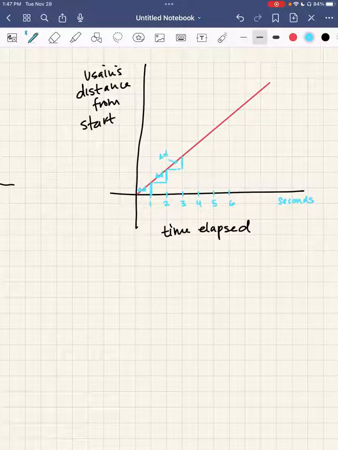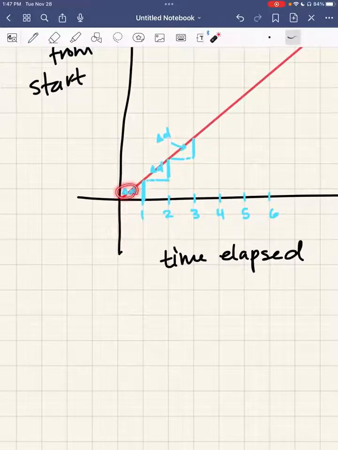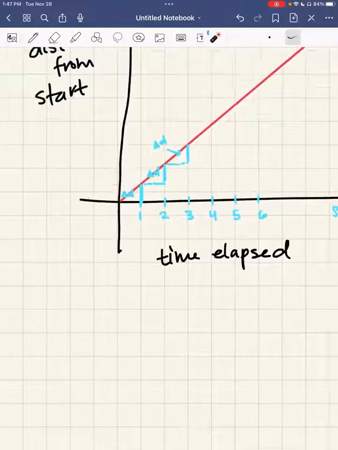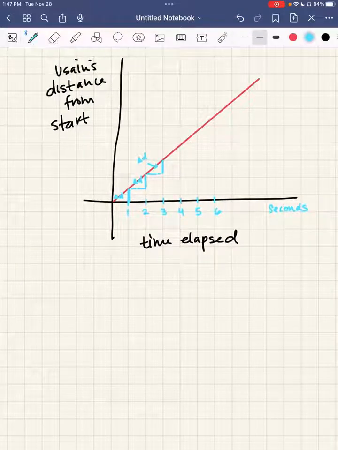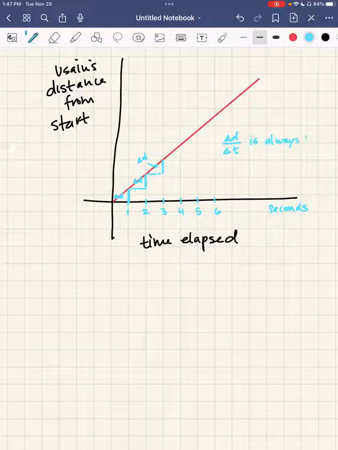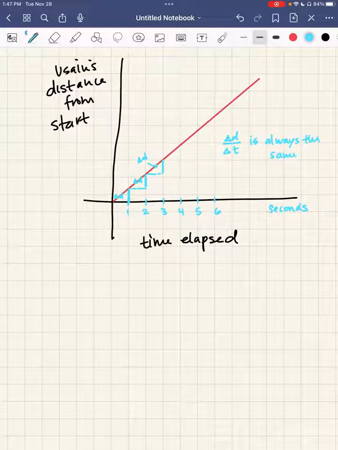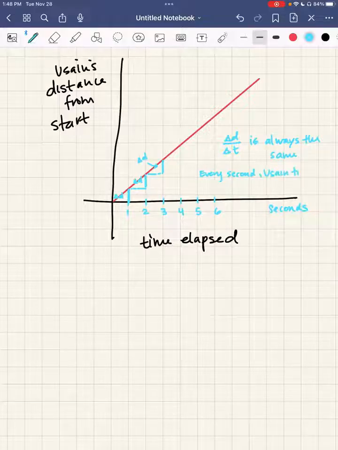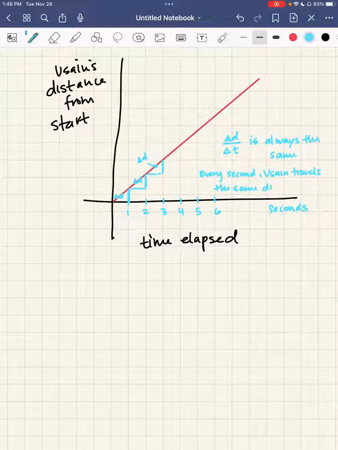But if we're thinking about it, this should be the same as this, should be the same as this. When we draw a straight line, we are saying something. We're not just drawing a straight line. We are saying that this relationship between the change in distance and the change in time is always the same. So for every second, he is covering the same amount of distance. That would be a different way of saying it. So every second, Usain travels the same amount of distance.